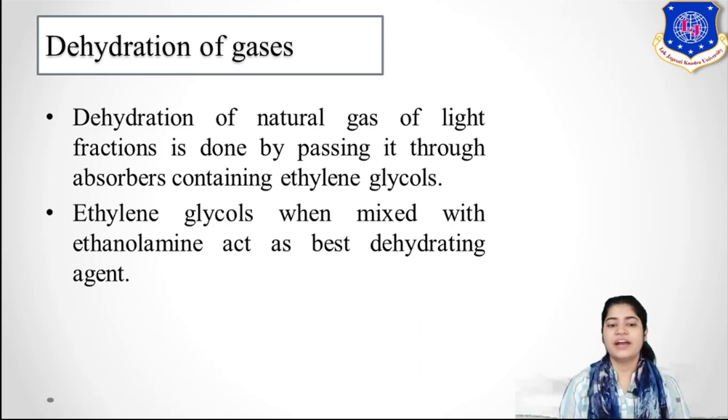Now the dehydration of natural gas and certain light fractions is done by passing it through absorbers containing ethylene glycol. So here this process is what? Absorption, where you are using ethylene glycol as your absorbent, which absorbs the moisture in it. Now its efficiency can also be increased when it is mixed with ethanolamine, right, because it acts as the best dehydrating agent.